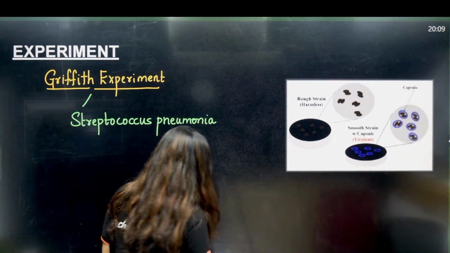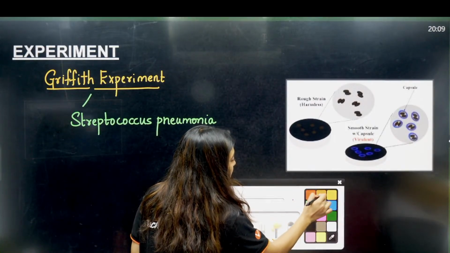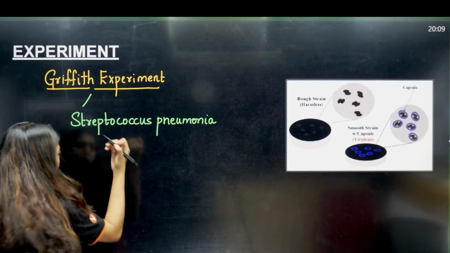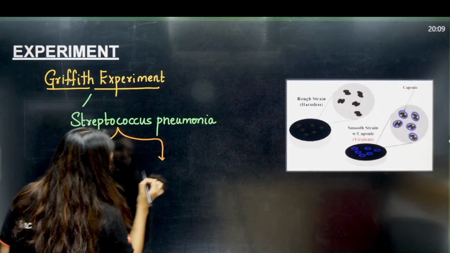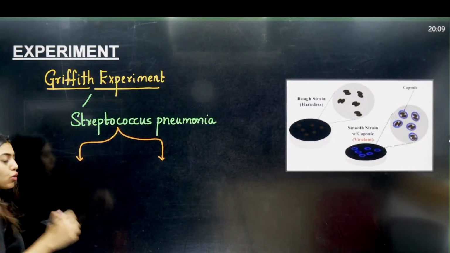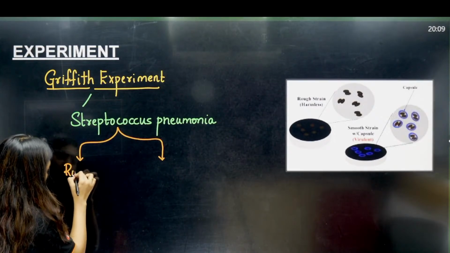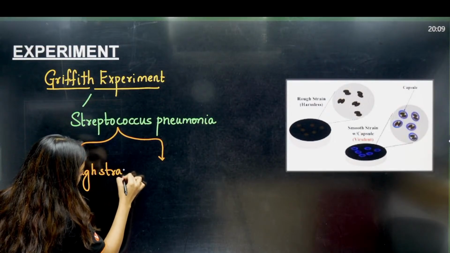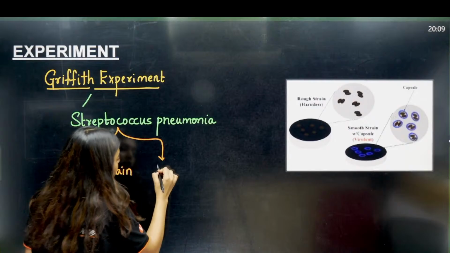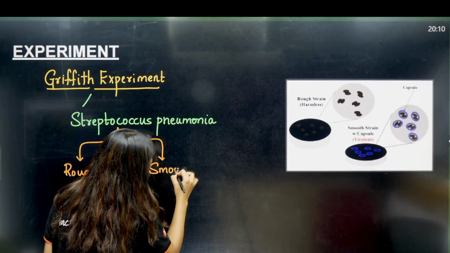When he was working on Streptococcus pneumoniae, he observed that these have 2 strains. Many strains can be there, students, and when you go to the lab you will understand. But in Streptococcus pneumoniae, he noticed 2 strains. One was called the R strain or the rough strain, and one was called the smooth strain or the S strain.